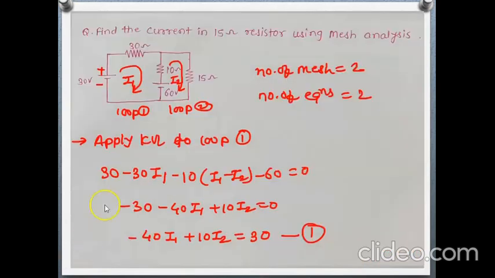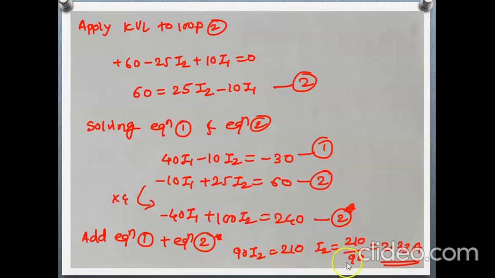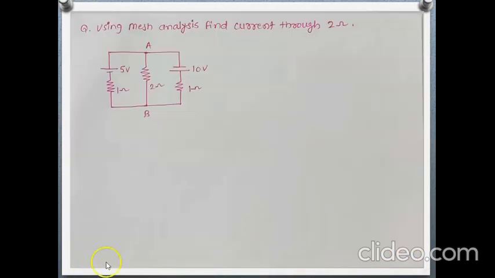But our question is, we have to find the current in the 15 ohm resistor using mesh analysis. Here the 15 ohm is here, so the current through the 15 ohm is I2. We have calculated that I2 is 2.33 ampere. This is the required value of current. Okay, in this way we can solve.